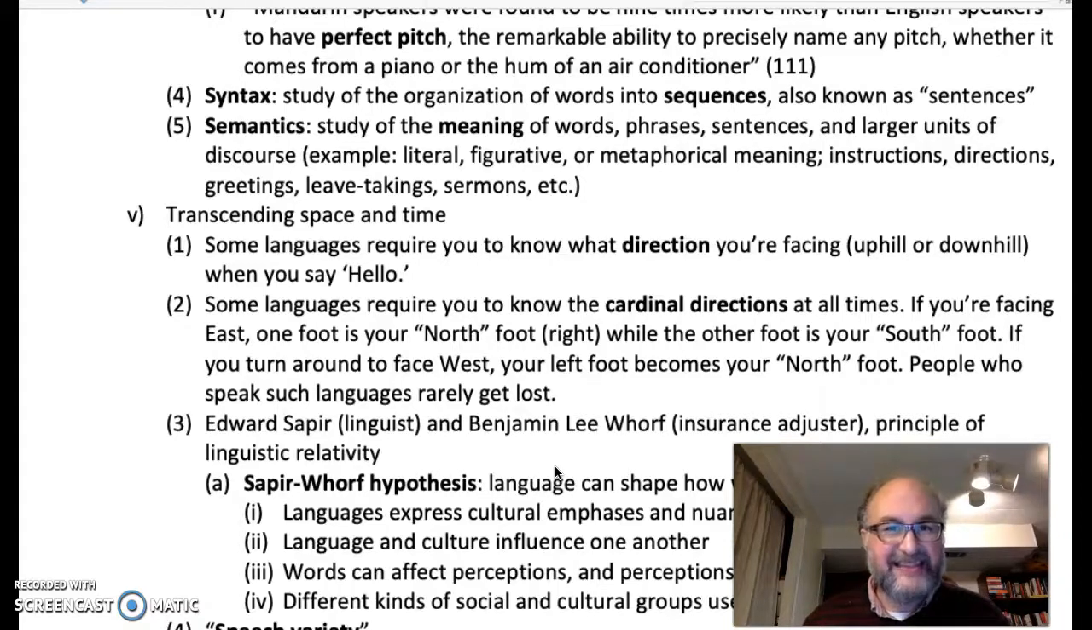We're talking about syntax. Syntax is the study of the organization of words into sentences. This is where we actually have what you would call grammar, what your high school English teacher would call grammar.